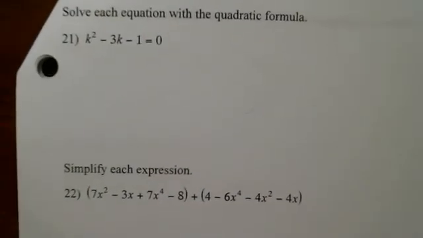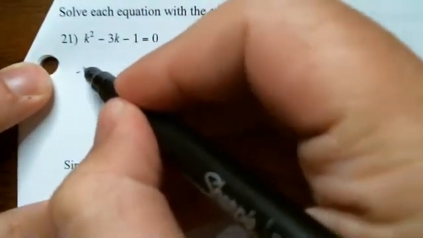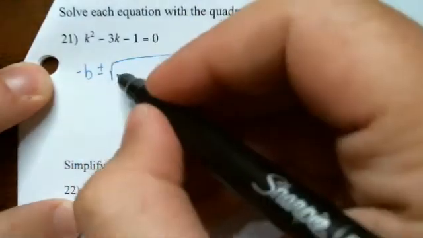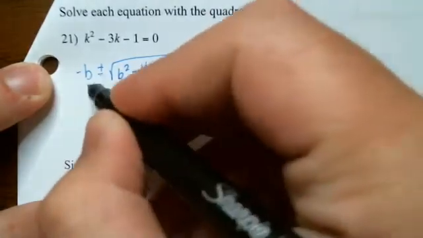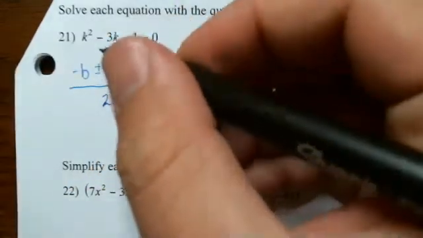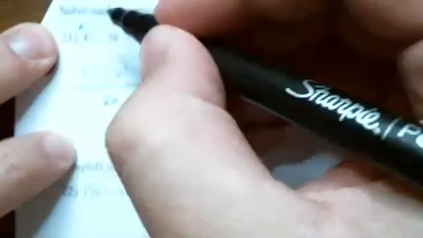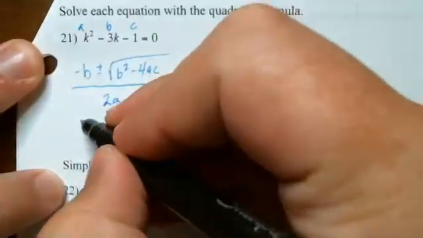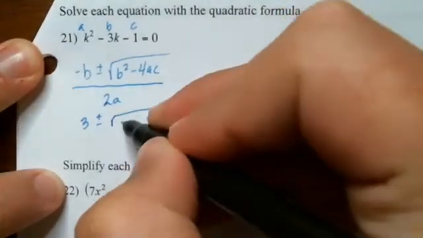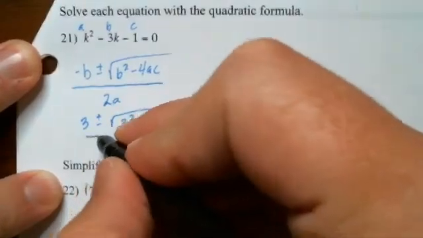So 21, solve each equation with the quadratic formula. What's the quadratic formula? Do y'all remember? Opposite b plus or minus the square root of b squared minus 4ac all over 2a. It's in that form right now. Here is a, here is b, and here is c. So opposite b would be +3 plus or minus the square root of 3 squared minus 4 times 1 times -1 all over 2.